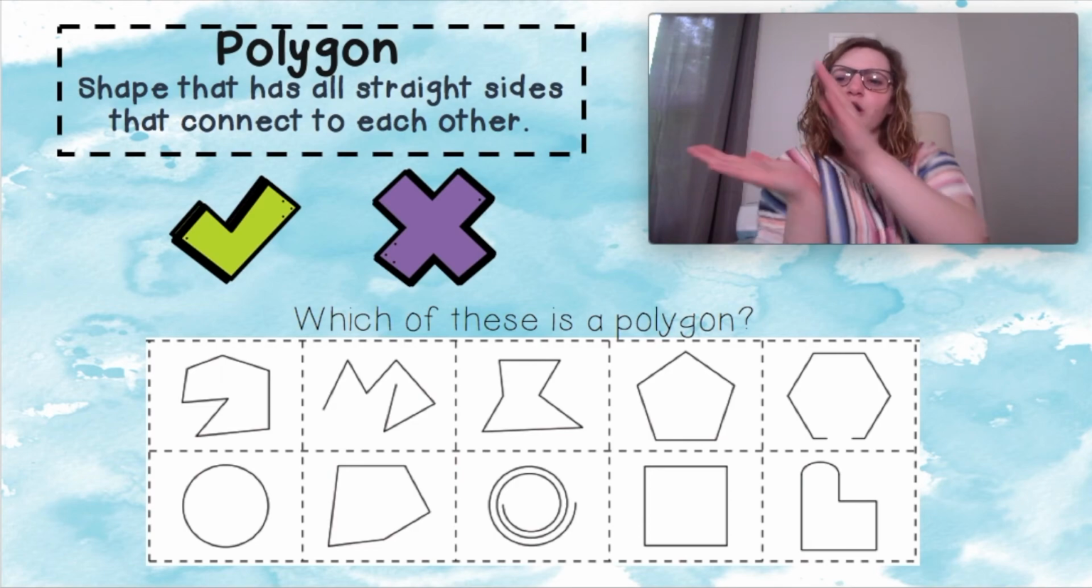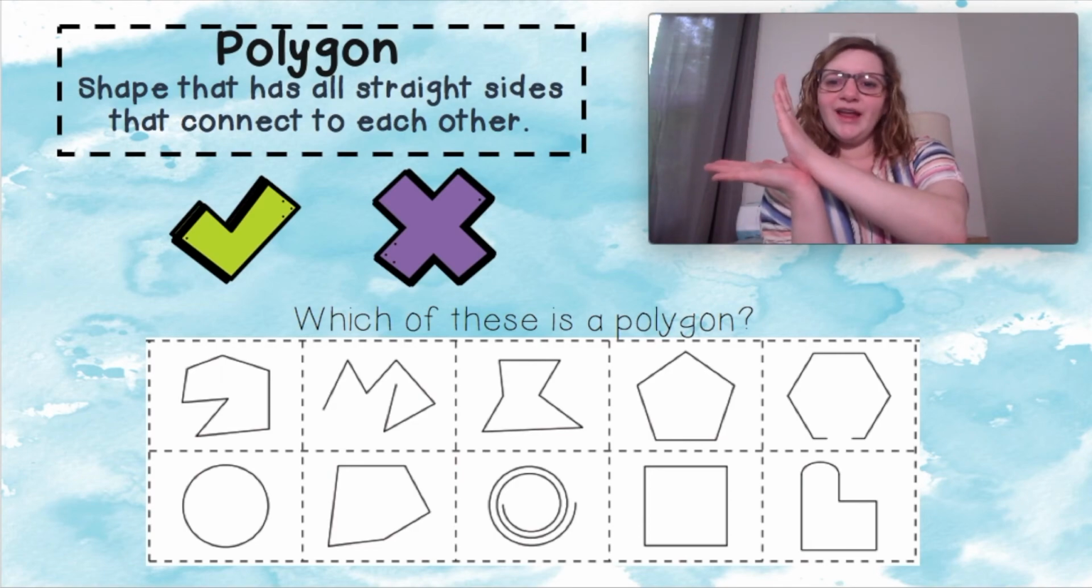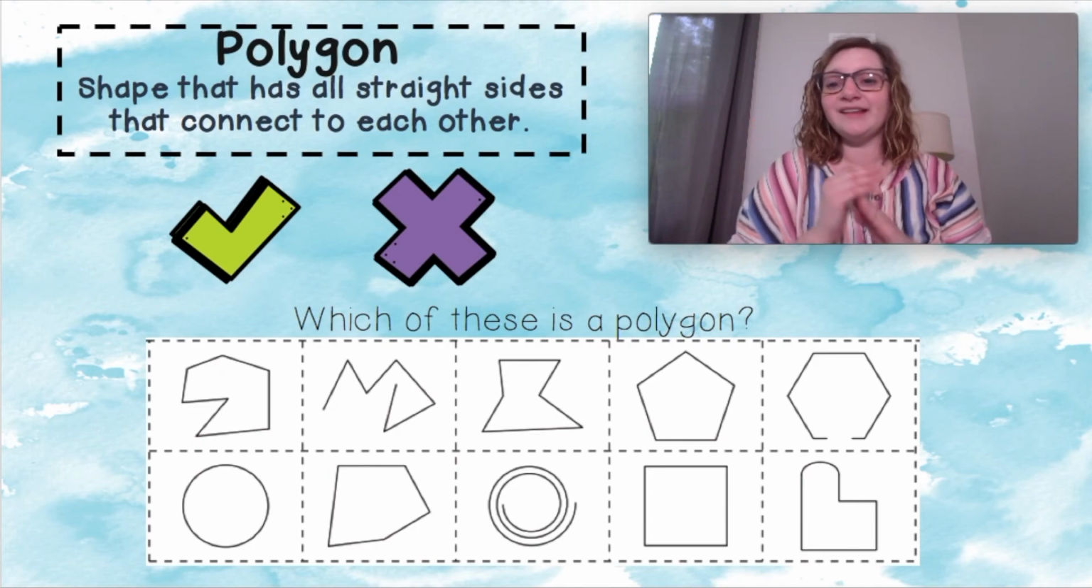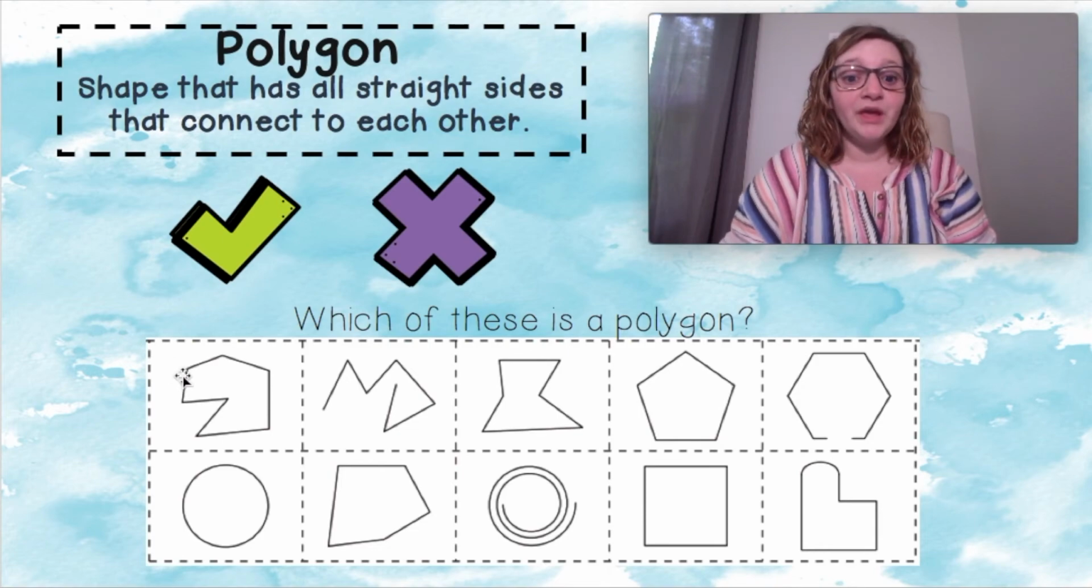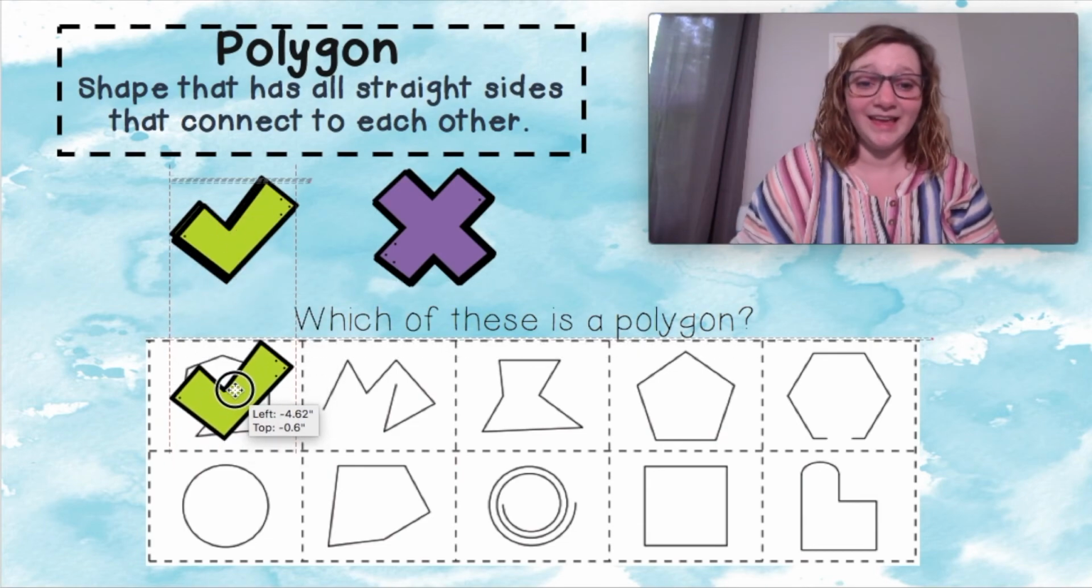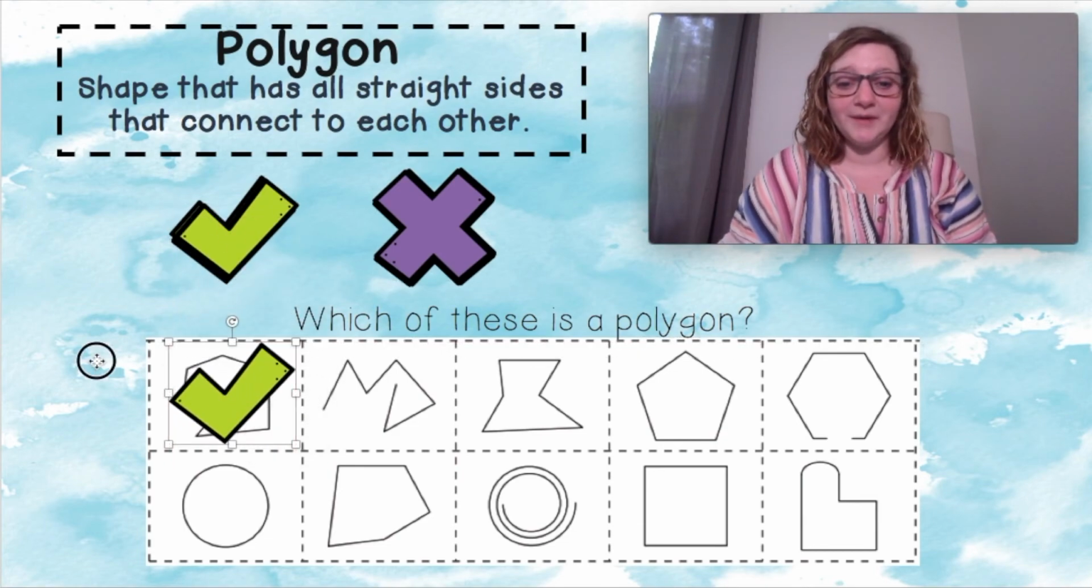So think about our greater than sign. Alright, it has straight sides, but it doesn't connect. Alright, so it needs to have all sides that connect. Let's look at a few of these examples. So first here, I see this first shape. It does have all straight sides. And then they also all connect. There's no gaps. So we'll give it a check mark saying yes, it is a polygon.